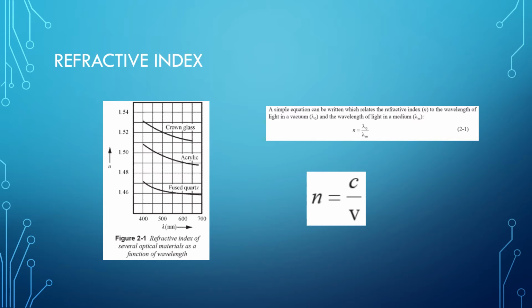You can also see from this graph that as the wavelength gets larger, the refractive index starts to drop slightly. There is also a simple equation that relates the refractive index n to the wavelength of light in a vacuum and the wavelength of light in that medium: n is equal to the wavelength of light in the vacuum divided by the wavelength of light in a medium. Using what we learned in Module 1, we could rewrite that and say that n is also equal to c over v, where c is the speed of light in a vacuum and v is the speed of light in the medium that we are measuring.